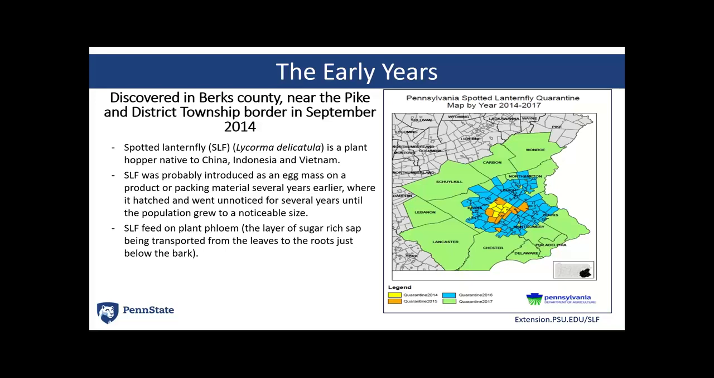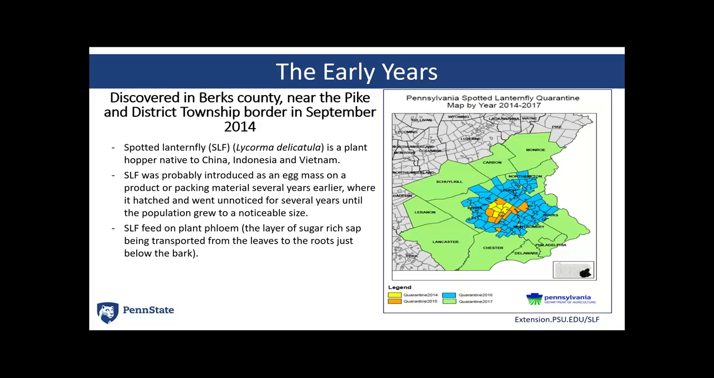So the early years, it was found in Pennsylvania in 2014, and it's a planthopper native to China, Indonesia, Vietnam. It was probably introduced as an egg mass on the product that was shipped or the packing material several years earlier. It went unchecked, unnoticed for several years until the population got to be noticeable.